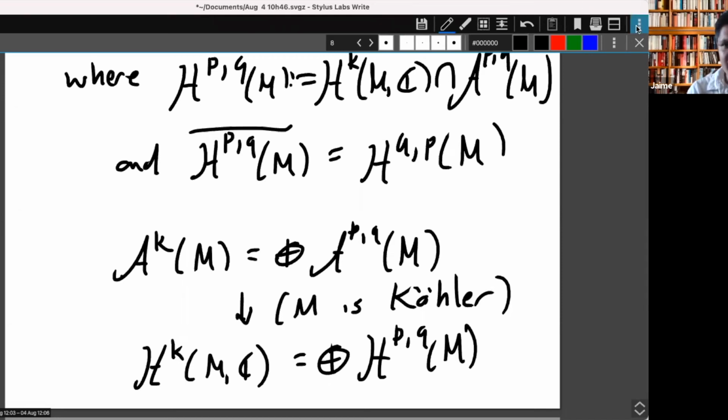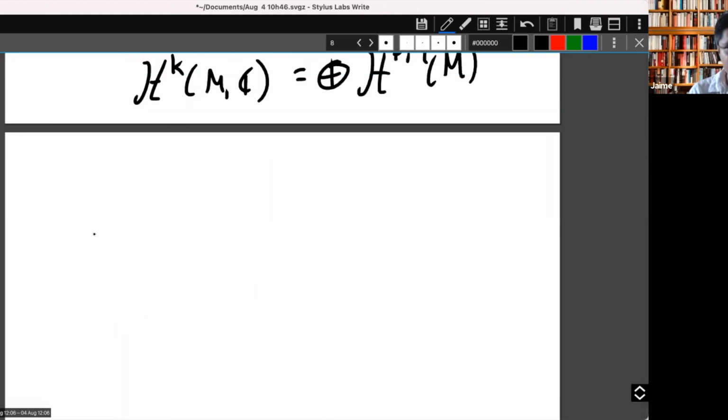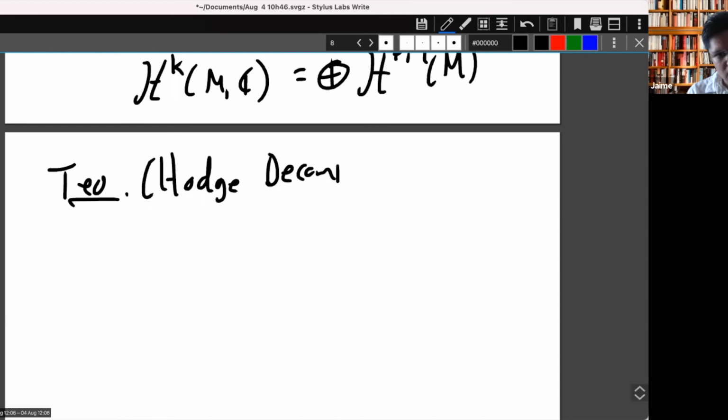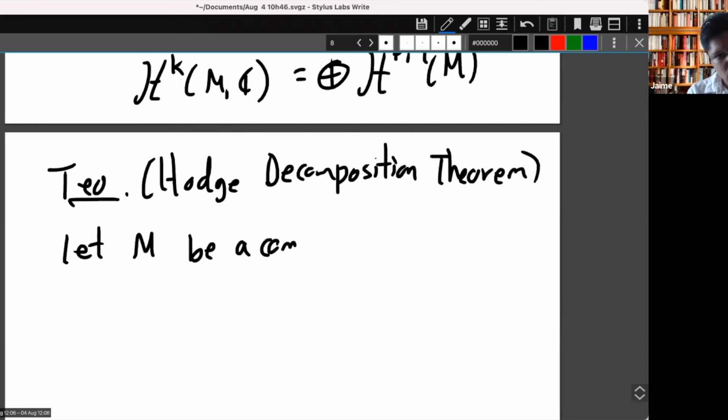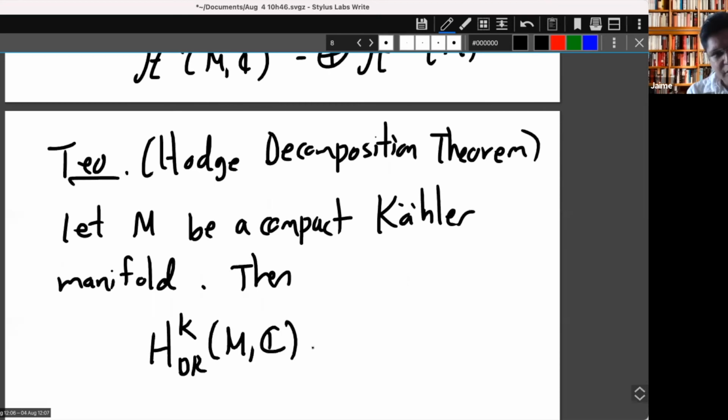But again, by the Hodge theorem, we know that the space of harmonic forms is the same as our group, right? So I can state now the big theorem of this course, the Hodge decomposition theorem. It says that if we start with a compact Kähler manifold, then if we take the de Rham cohomology group of M with coefficients in C, you have a direct sum decomposition of this as a sum of certain spaces.